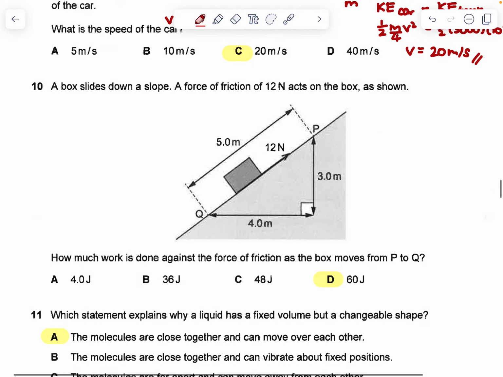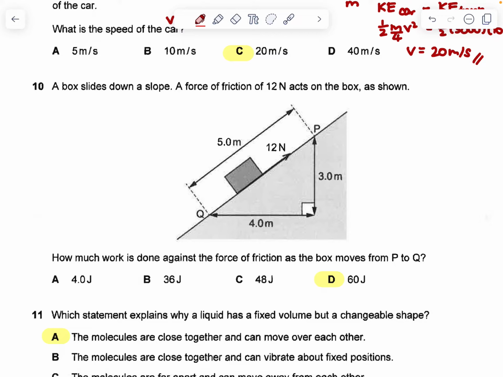Question 10. A box slides down a slope. A force of friction of 12 Newtons acts on the block as shown. So 12 Newtons, this direction. How much work is done, W, against the force of friction as the box moves from P to Q?